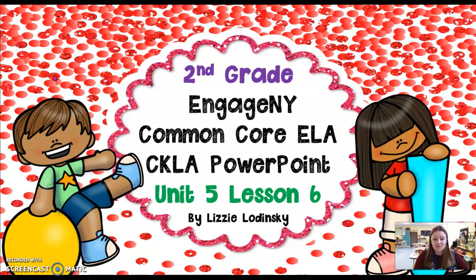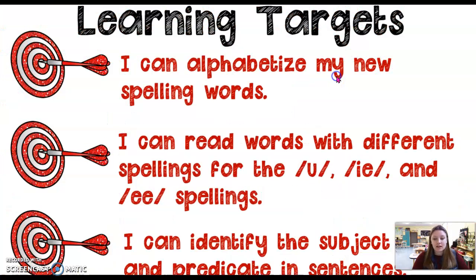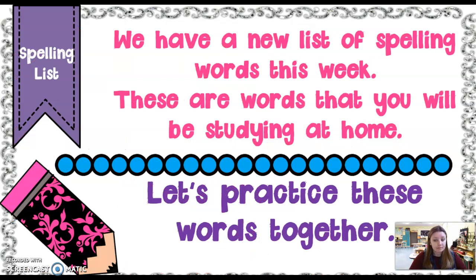Hi, second grade. Today we're working on Skills, Unit 5, Lesson number 6. For our learning targets, what will we accomplish by the end of our time together for Skills? We will talk about alphabetizing our new spelling words. We will be practicing reading words with different spellings for the I and E sounds. And we will identify subject and predicate in sentences. Subject and predicate is something new that we'll be working on.